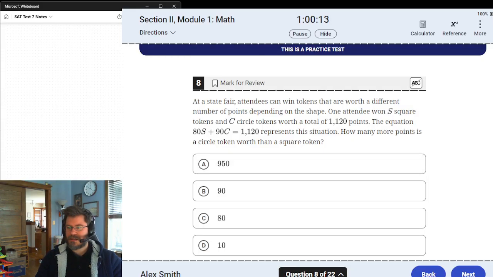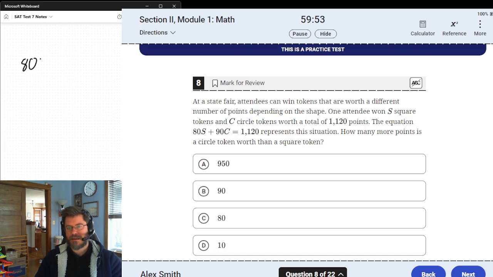I see the equation in there. It's a linear function in standard form. 1 attendee, 1 S square tokens, and C circle tokens. Who cares? That's total. Fine. S and C must be the number of points. Because remember the unit conversion, the unit rate multiplication here.